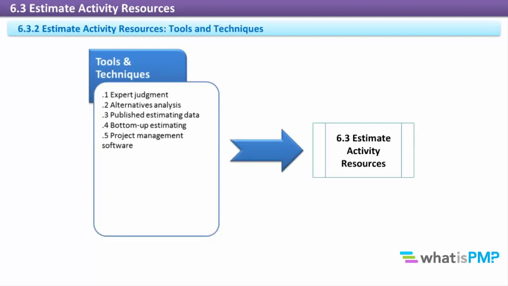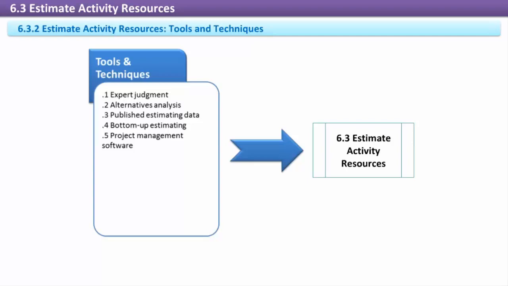Estimate activity resources. Tools and techniques. Expert judgment. Expert judgment is based upon the experience and knowledge of subject matter experts. Estimating is always based on expert judgment. Alternatives analysis. Finding alternatives looks for different approaches in performing the work required by the project or in the methods for achieving the project's objectives.